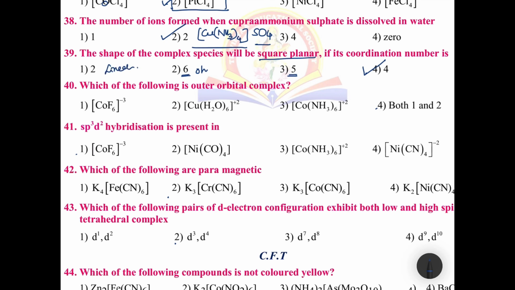Which of the following is an outer orbital complex? When weak ligands are there, it will be an outer orbital complex. Weak ligand, outer orbital complex. Strong ligand, inner orbital complex. It is a d2sp3 hybridization. It is sp3d2 hybridization. It is again sp3d2 hybridization. So both 1 and 2. Done. Thank you.